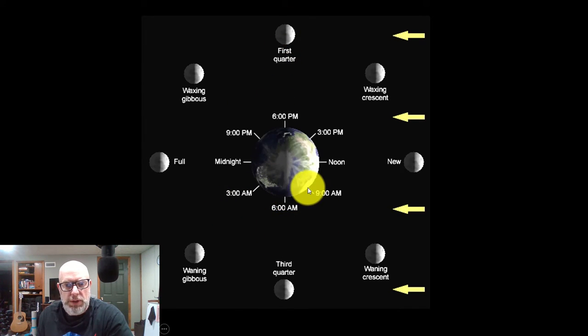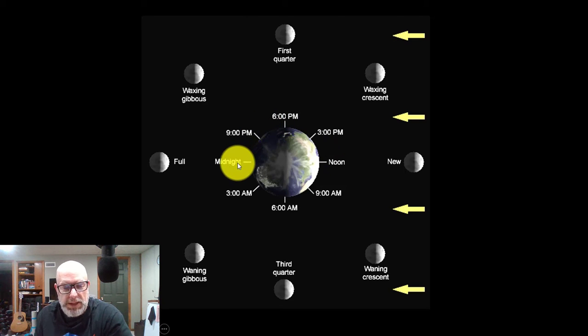6 a.m., still no moon. 9 a.m., you look out, still no moon. Noon, at this perpendicular line, now you look out and it looks like the first quarter moon is rising, higher in the sky at 3. 6 p.m., it's at its highest point. 9 p.m., it's getting lower. Midnight, it's setting.